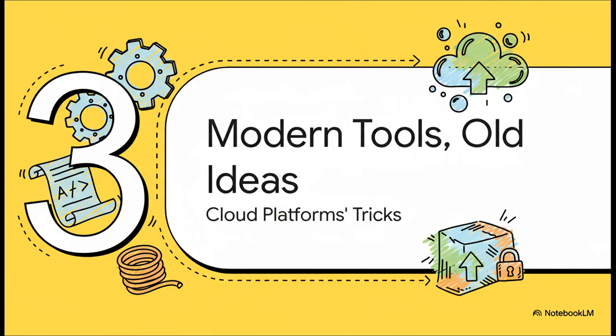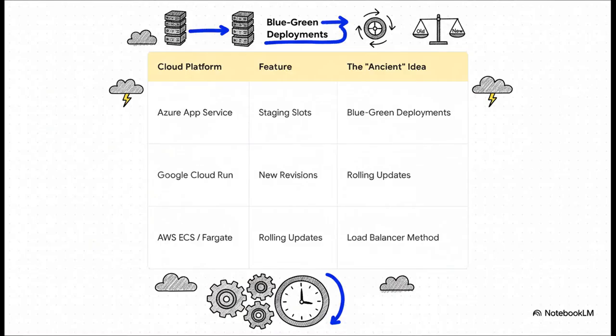And what's so fascinating about all this is that if you're using modern cloud platforms today, you're actually already using these old tricks. They're just packaged up with a nice, shiny new name for you. Just take a look. When you use staging slots in Azure App Service, what you're really doing is a managed blue-green deployment. When you create new revisions in Google Cloud Run or do rolling updates in AWS ECS, you're just using an automated version of that classic load balancer method. The big cloud providers literally built entire services on top of these fundamental time-tested ideas.